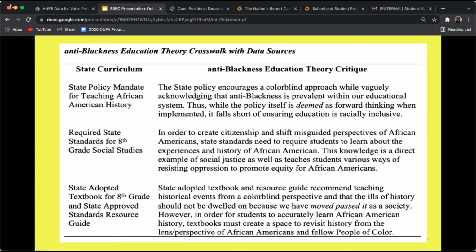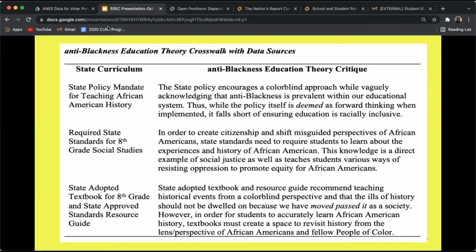So for the policy, a critique that we had was that even though it's deemed forward thinking, in its implementation, it still falls short of being racially inclusive. Within the standards itself, in order to create citizenship and shift misguided perceptions about African Americans, the standards need to require students to learn about the experience and history of African Americans, and that this knowledge is directed to an example of social justice, as well as teaching teachers and students various ways of resisting oppression to promote equity for African Americans.